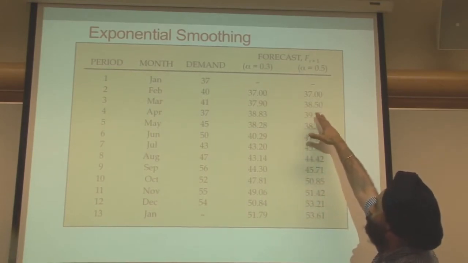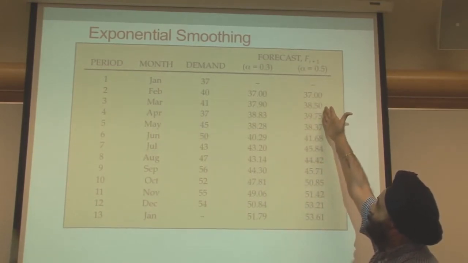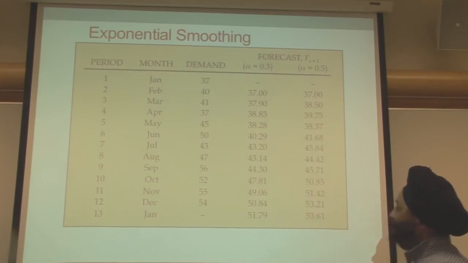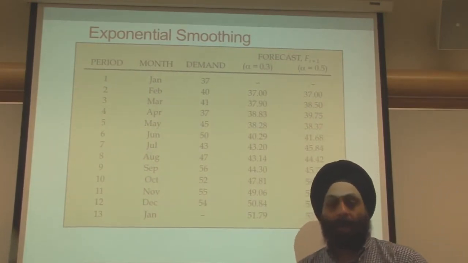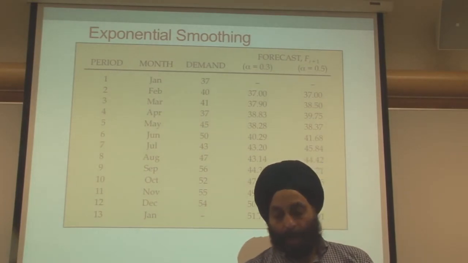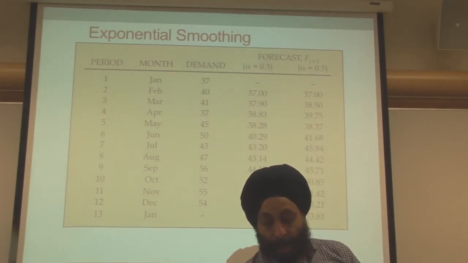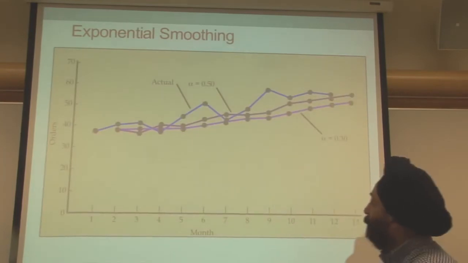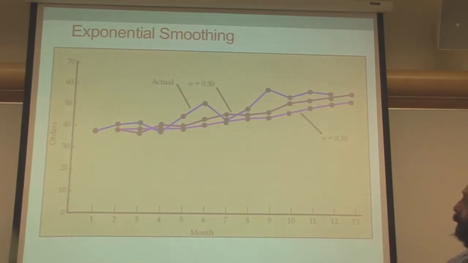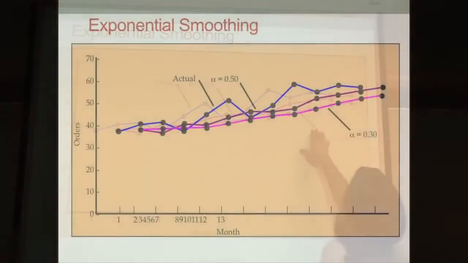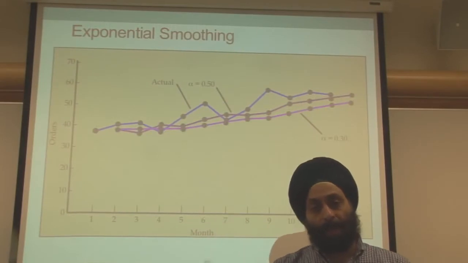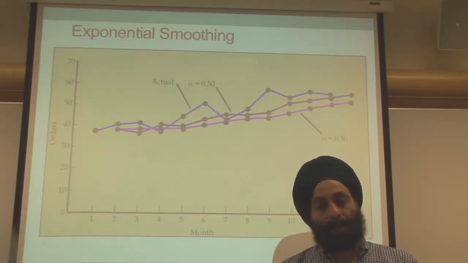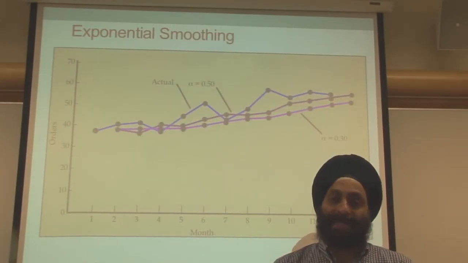And if you were to use alpha of 0.5, you get a slightly different number. So one can easily compare and contrast which of these forecasts is more accurate. We'll talk about that a bit later. But in terms of exponential smoothing, notice that alpha of 0.3 really indicates that any new fluctuation does not vary our forecast that much.